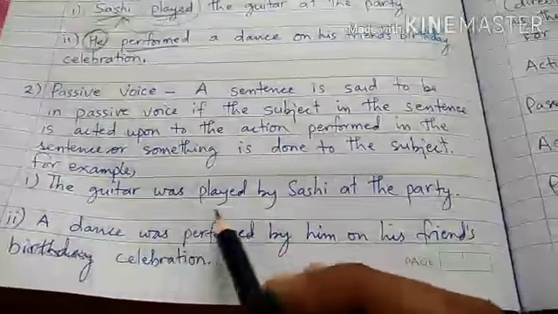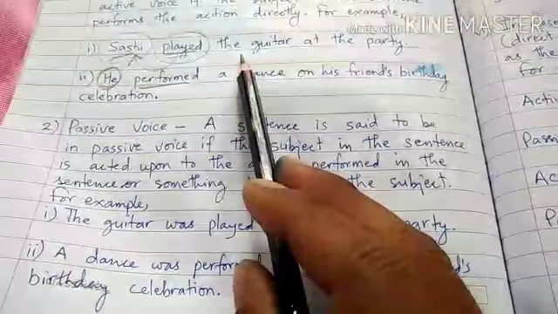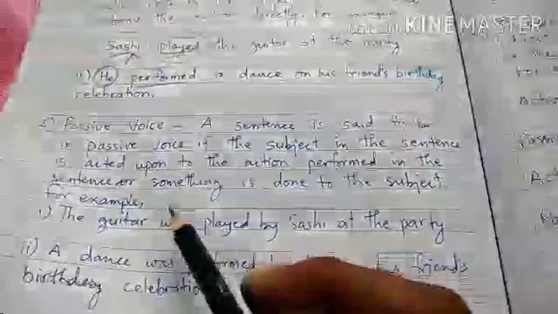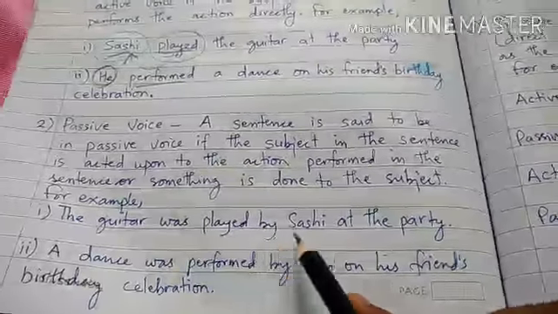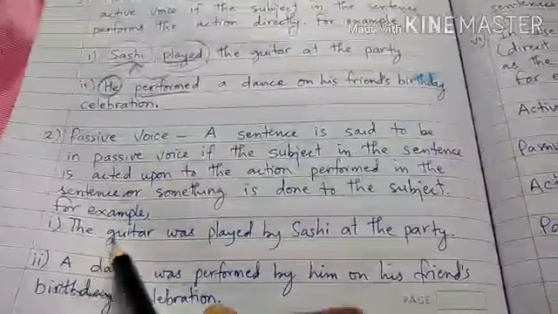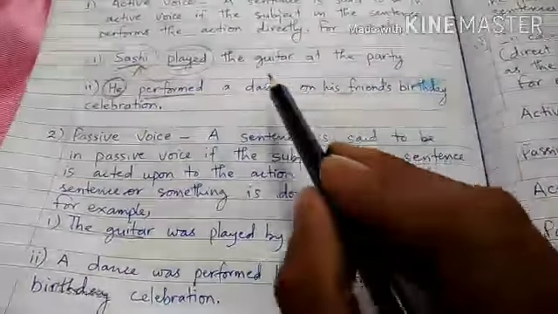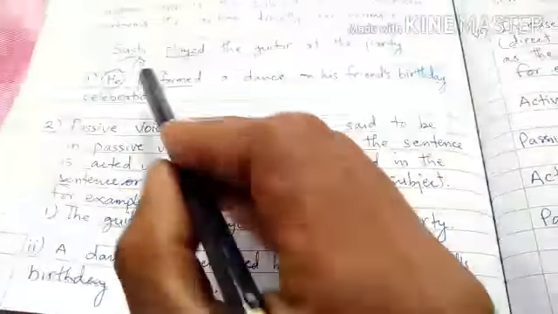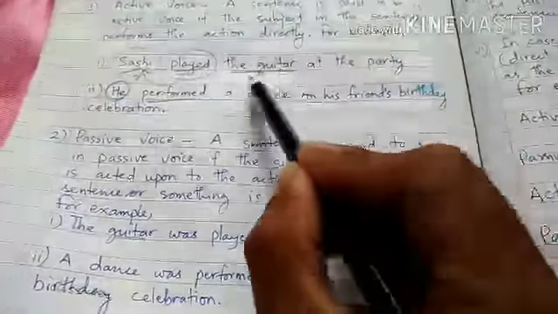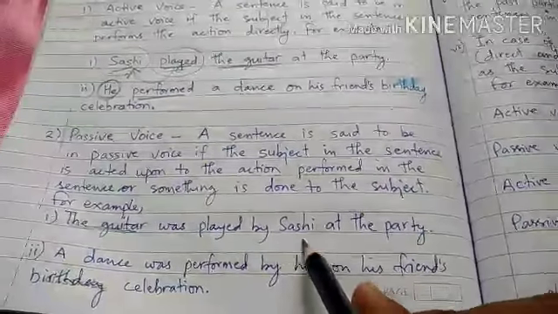Like the guitar was played by Sasi at the party. The same sentence which I have written here in active voice, I have changed into passive voice. The guitar was played by Sasi at the party. So if you see here, the subject is the guitar, which is the object in the active sentence. Sasi played the guitar. What did Sasi play? The guitar. Sasi is subject here, but the object is the guitar. Now this object is changed into subject in passive voice. Okay, the guitar was played by Sasi.